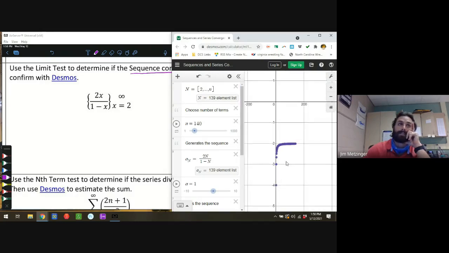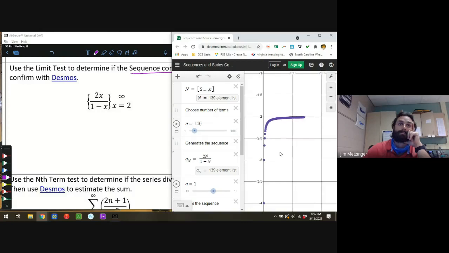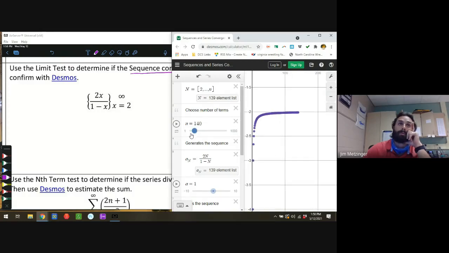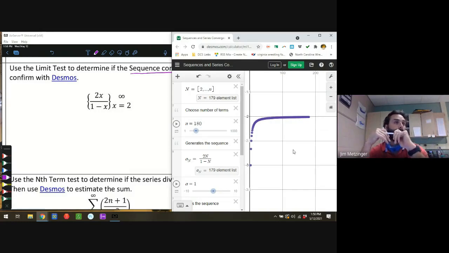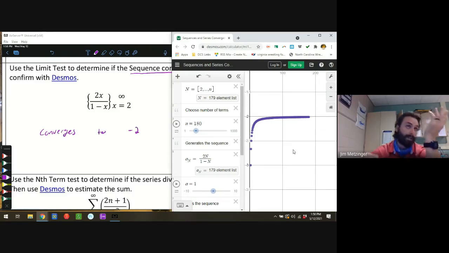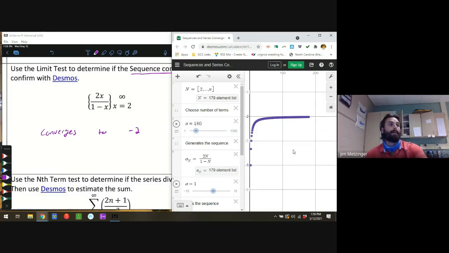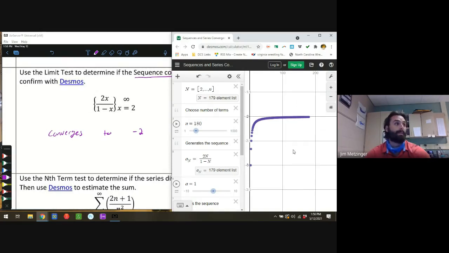And oh, there she is, right there. So what's our answer? Converge, yay or nay? Yes. What does it converge to? It converges to a value of -2. That's adequate. All right. This is no sum. That was simply sequence convergence.